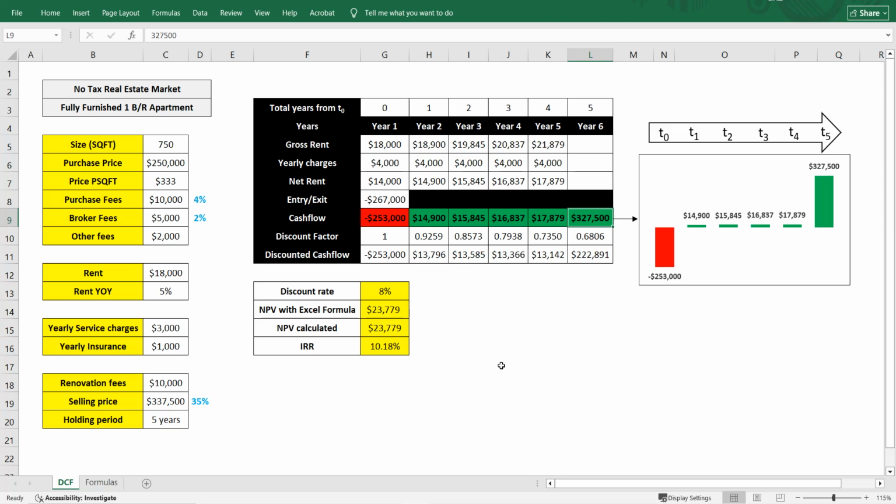In this video I'm going to talk about discounted cash flow, or DCF, which is a valuation method used to estimate the value of an investment based on its estimated cash flows. DCF is the practical application of the time value of money, which states that money today is worth more than money in the future.